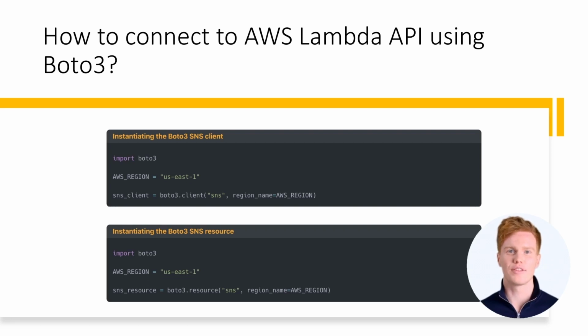To connect to Amazon SNS API using the Boto3 library from your Python script or a Lambda function, you need to use the Boto3 SNS client or resource. Please check out the quick intro to Boto3 clients and resources video for more information about these options for working with AWS APIs using Boto3.